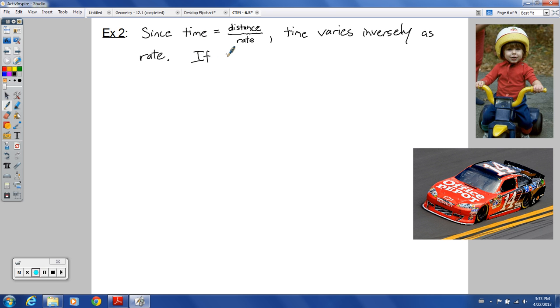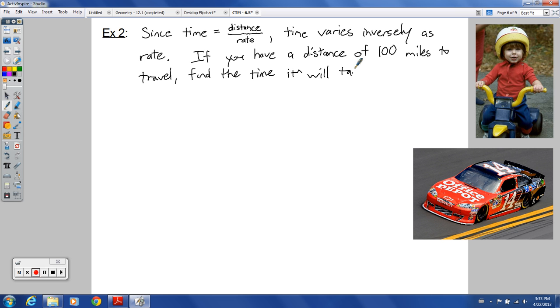So if you have a distance of 100 miles to travel, find the time, oops, the time it will take to travel this distance at both 50 miles per hour and 40 miles per hour.